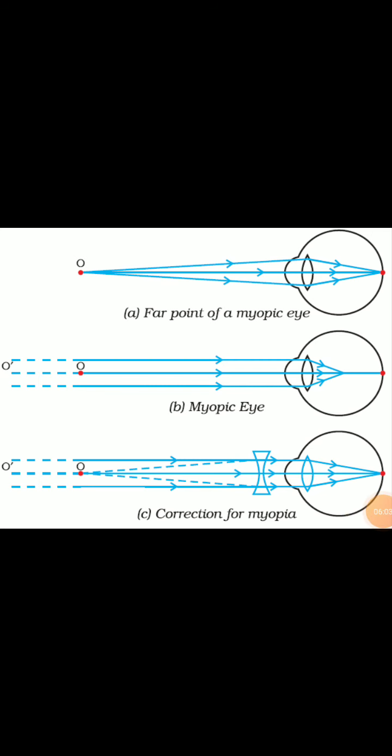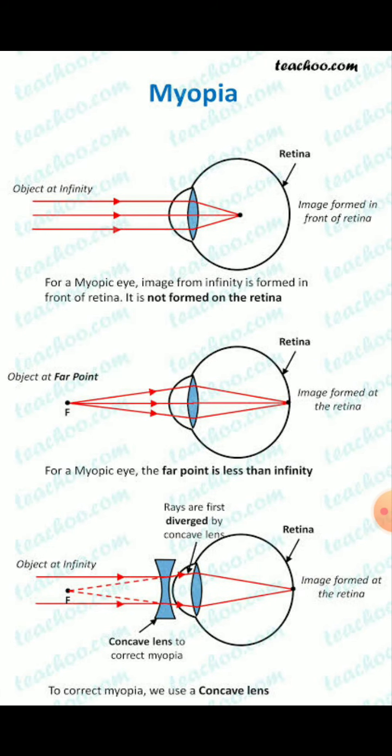Why does this defect arise? This defect may arise due to excessive curvature of the eye lens. We already learned in the previous session what curvature is, right? The degree up to which the lens can be curved. So it may happen that there is excessive curvature of the lens. Also, elongation of the eyeball. This defect can be corrected by using a concave lens of suitable power.